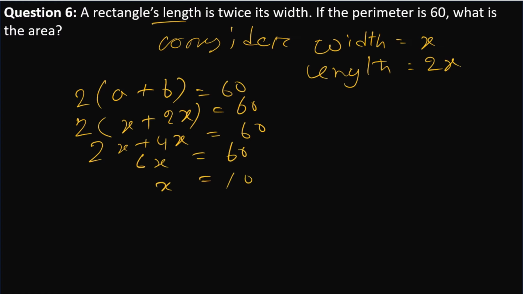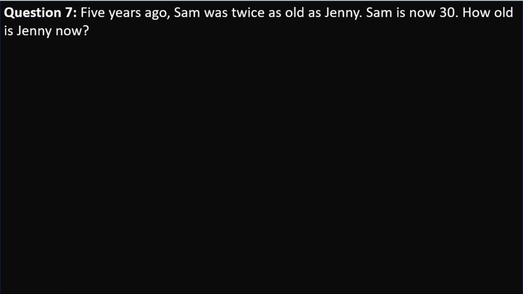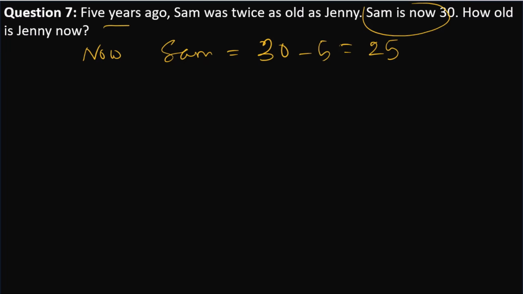5 years ago, Sam was twice as old as Jenny. Now Sam's age is 30. So before 5 years, Sam's age was 25, and now you can satisfy this condition: 5 years ago, Sam was twice as old as Jenny. So Sam's age is twice Jenny's age, so divided by 2, it's 12.5.